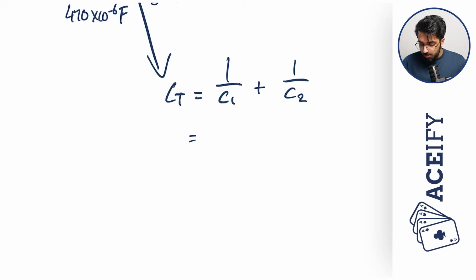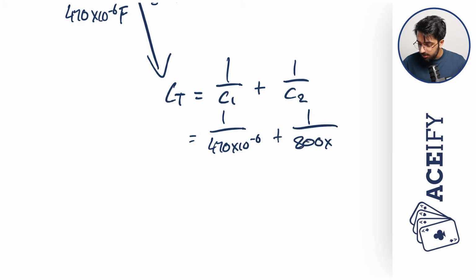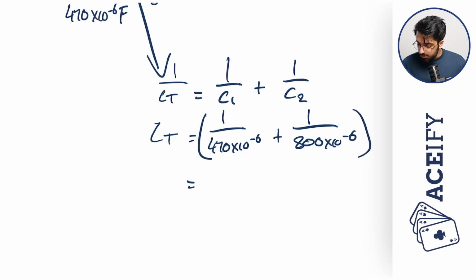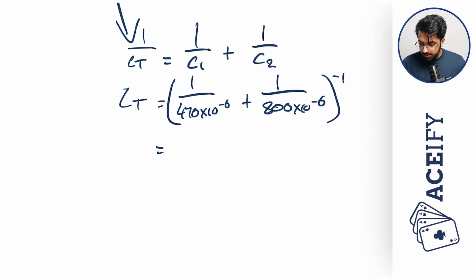And so this is equal to 1 all over 470 times 10 to the negative 6 plus 1 all over 800 times 10 to the negative 6. I forgot, this is also 1 all over CT. So therefore CT is equal to the inverse of all this, and this is equal to 2.96 times 10 to the negative 4 farads.